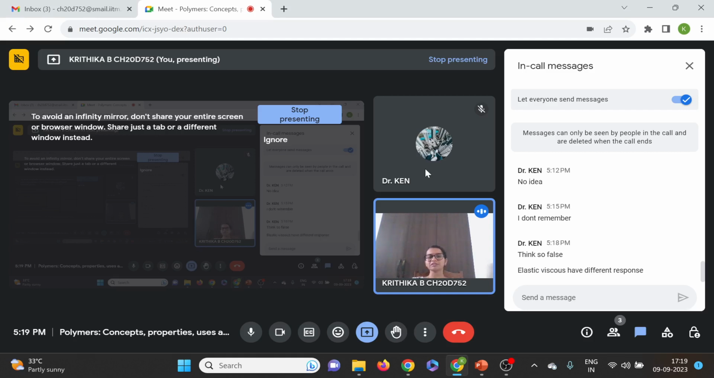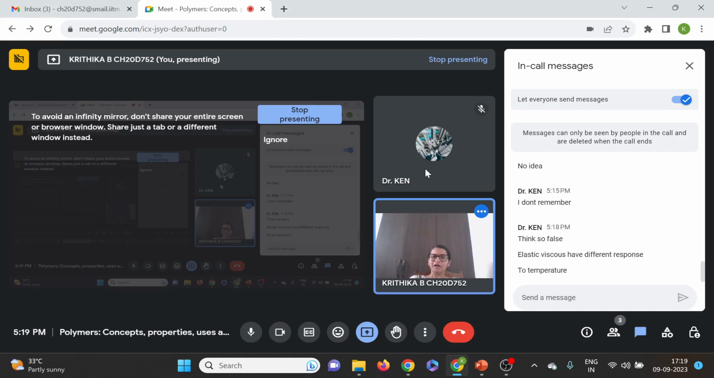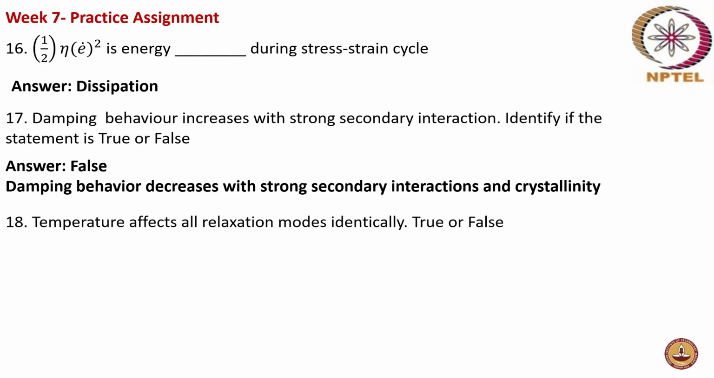Different elastic and viscous responses to temperature. It is not about the elastic and viscous response, but about different relaxation modes, whether the relaxation mode is due to secondary interactions or due to the macromolecular, where there will be segmental relaxation and subsegmental relaxations, right? So whether the effect of temperature is the same in all relaxation modes, it is actually true.